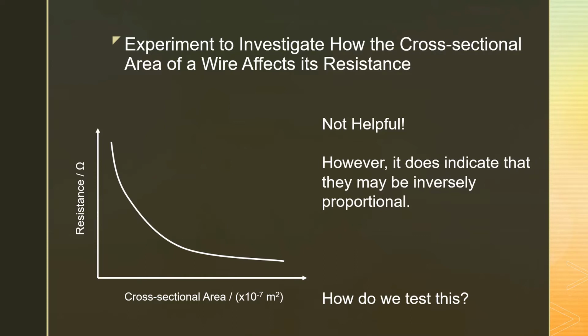Some of you might recognize this graph as something that looks like it could be inversely proportional. We can certainly see that as the cross-sectional area increases, the resistance decreases. So just from that, we could possibly say that they might be inversely proportional, but just the shape of the graph indicates that it might be. Is R inversely proportional to A? Well, how do we go ahead and test this? There's two ways we can do it, and I'm going to go through both of them now.